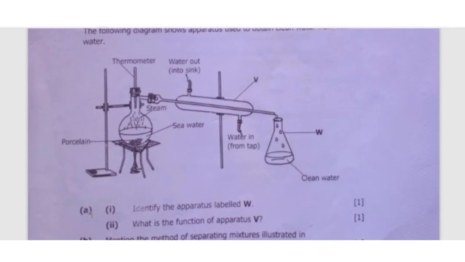So we come to question 4A1. Identify the apparatus W. So this is the apparatus W. What is it called? In case you haven't seen where there is W, this one. It's asking to identify the name of this apparatus. The name of this apparatus is conical flask. Okay, it's called conical flask.